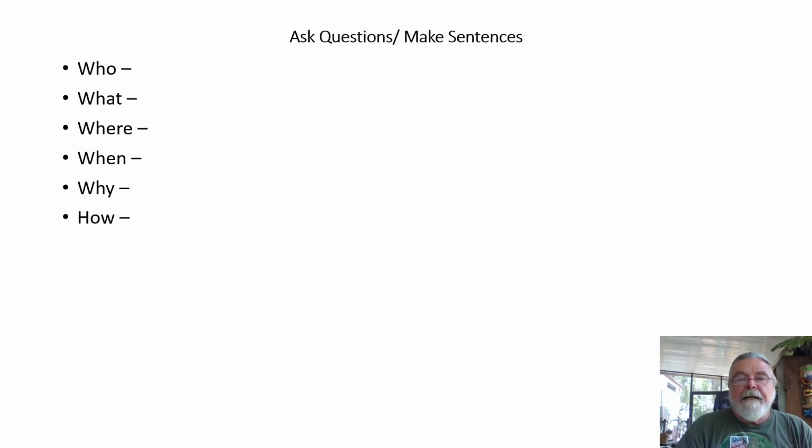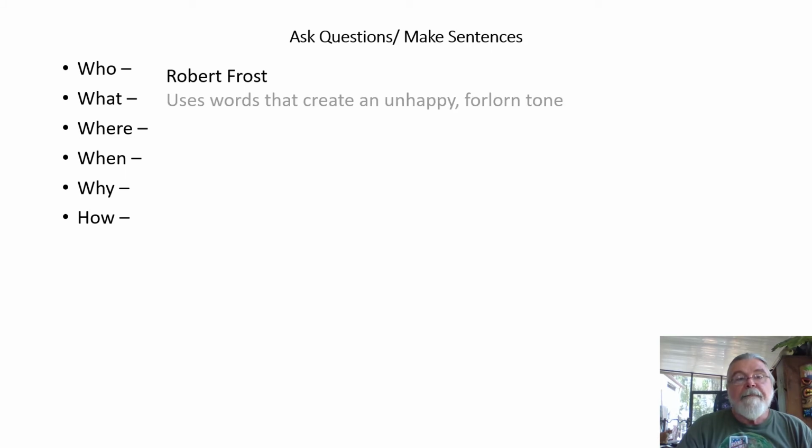All right, now I'm ready to compose my SEC paragraph. I'm going to use who, what, where, when, why, and how. If I use it, do you think you should use it? If I'm sitting and writing and I got 3 seconds where nothing's coming, that's what I do. Who? Robert Frost. What? Uses words that create an unhappy, forlorn tone. Where? In his poem, The Road Not Taken.